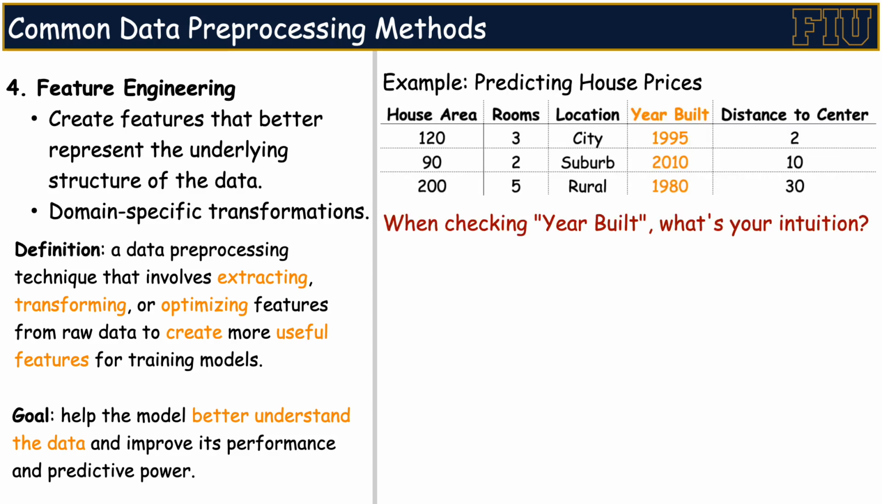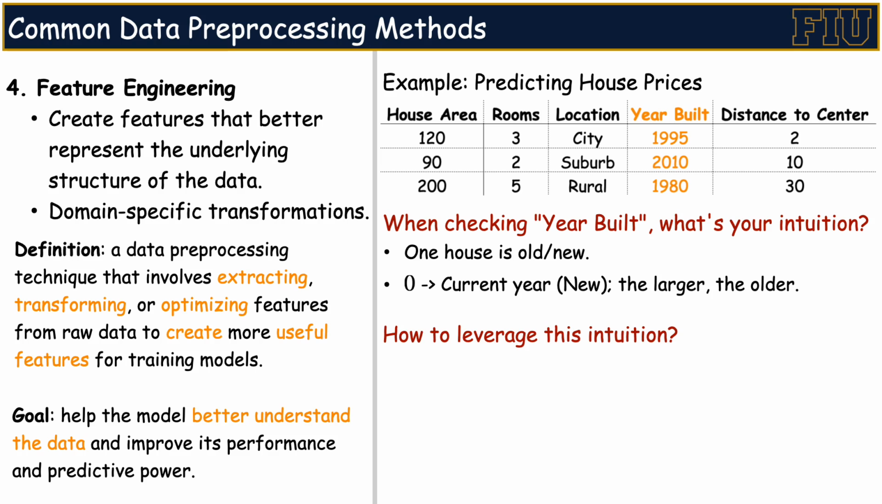Now, let's continue examining this dataset. Take a moment to think about this question. When looking at the year-built feature, what is your intuition? I'm guessing you thought about how the year-built feature could help us determine whether a house is new or old. But have you ever considered why knowing the construction year immediately leads us to classify a house as new or old? This intuition is based on using the current year as a reference point.